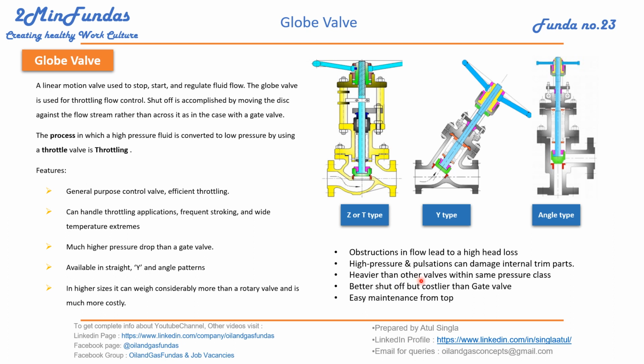Most of these valves are heavier than other valves if we consider valves within the same pressure class. The globe valves are generally very heavy. Better shutoff but costlier than gate valve. The main purpose of shutting down is better as compared to gate valve, but it is a little bit more costly. These valves are very easy to maintain because we can open it from the top and we can remove the faulty part.